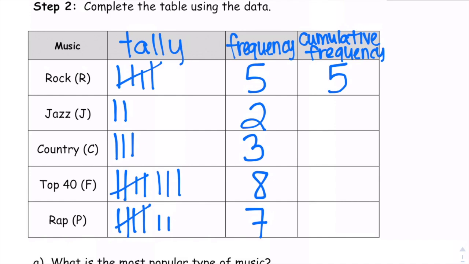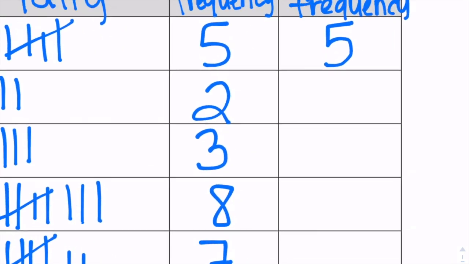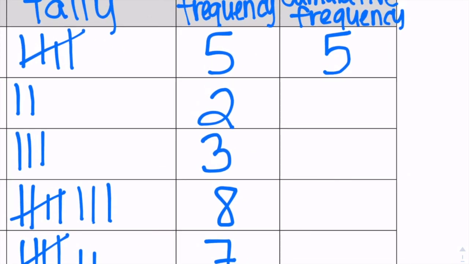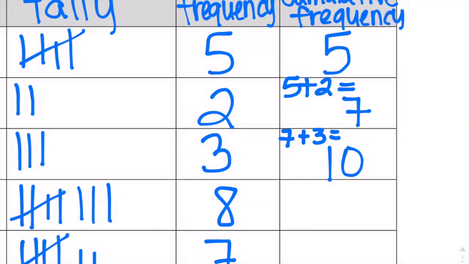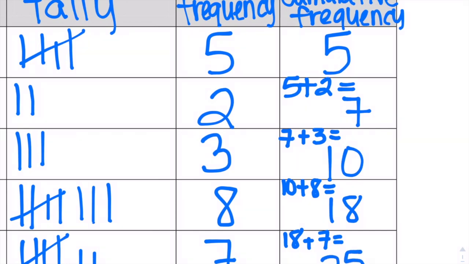And then the second one, we're going to do the 5 from above plus the 2 from this current frequency to get 7. And then to get the next one, we're going to do the 7 from above plus our current 3, which gives us 10. And then we're going to do the 10 from above plus the current 8 to give us 18. And then the 18 from above plus the current 7 to give us 25.